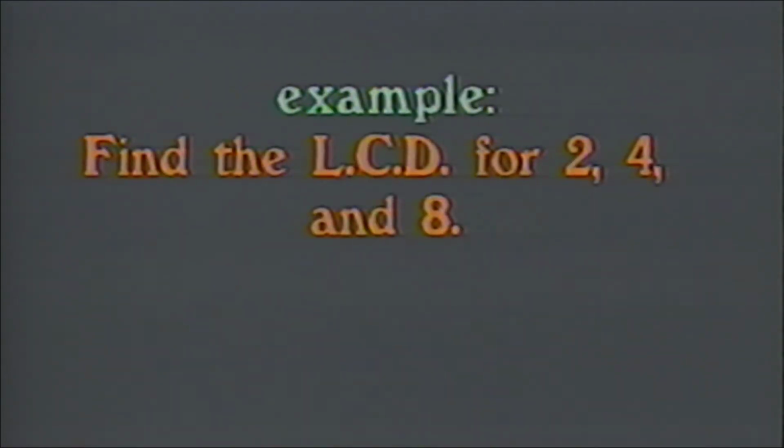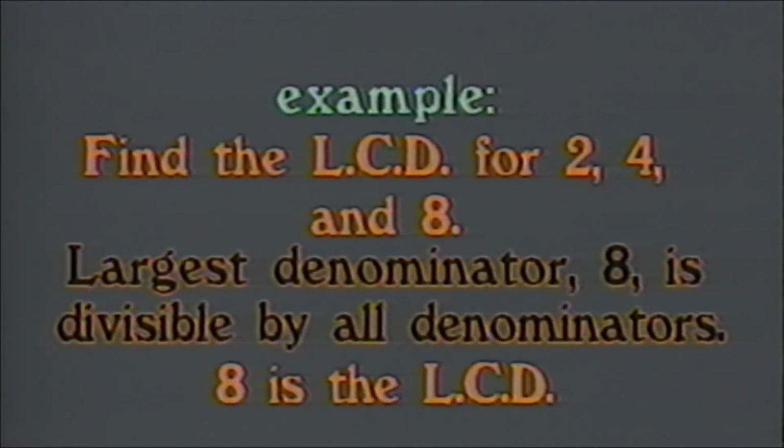Let's look at one more example. The LCD for 2, 4, and 8. That's easy to do by our first method. 8 is the largest denominator, and it's divisible by all the other denominators. So 8 is the LCD. Right, but let's see how the factoring method gives the same result.